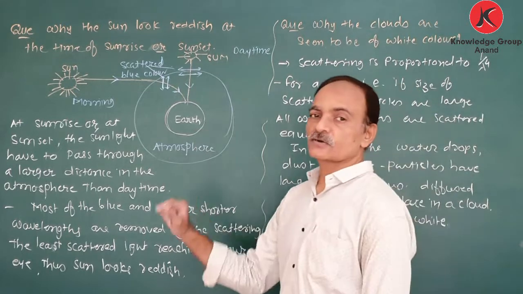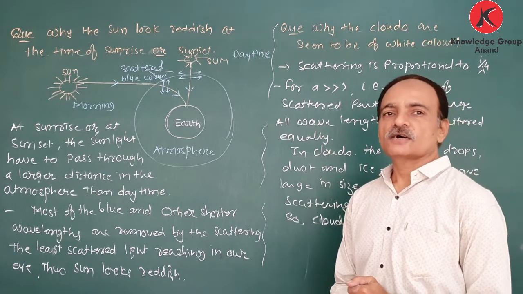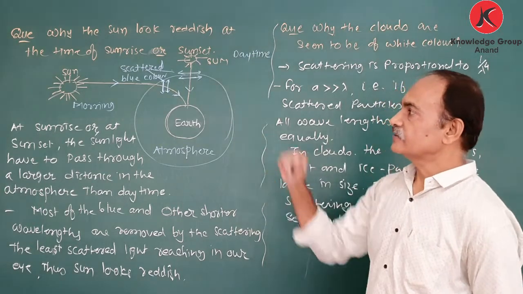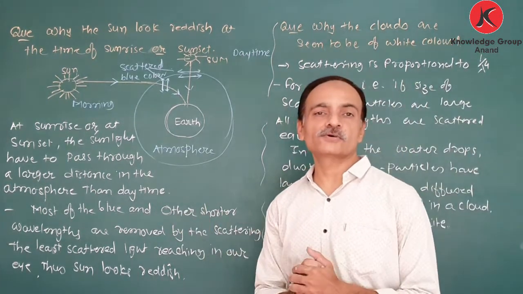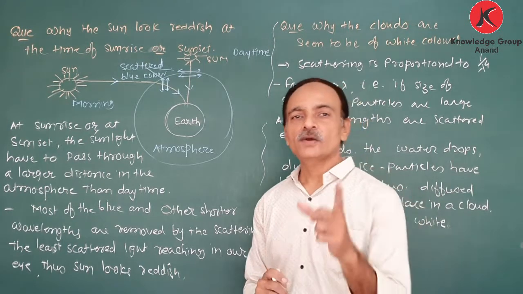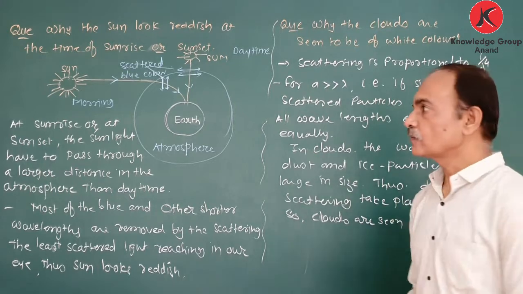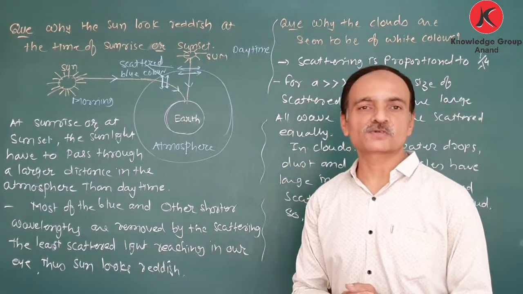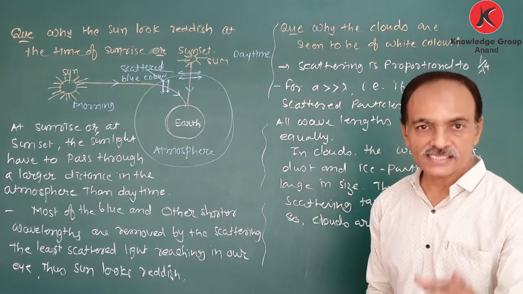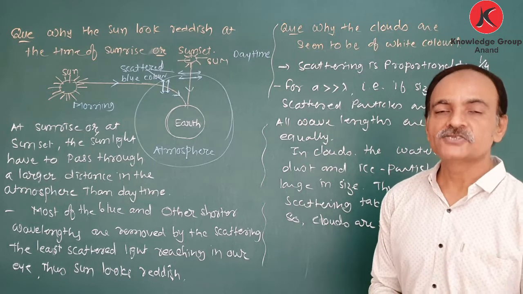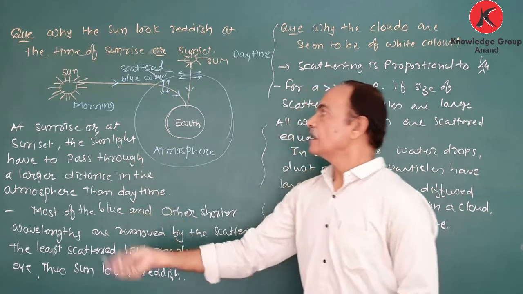After the discussion of why the sky looks bluish, there is another natural occurrence: during sunrise or sunset, the sun looks yellow or reddish, while at the same time the clouds in the sky look white. What is the reason? For that, the scattering phenomenon is responsible. We already discussed the three types of scattering: Rayleigh scattering, geometric scattering and Mie scattering.